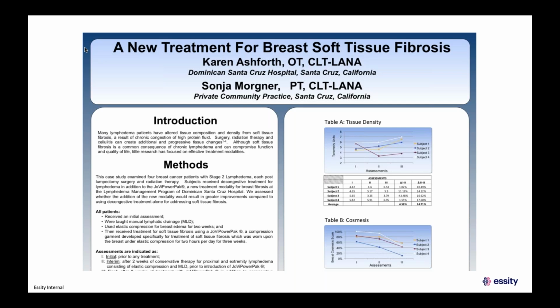The results of this study were that there was an average of 4.58% of tissue density decrease after conservative treatment, but a further decrease of 14.71% after I added the pit pack. The cosmesis was improved by 13.3% after conservative treatment, but it jumped to an improvement of 47.86% after I added the pit pack.